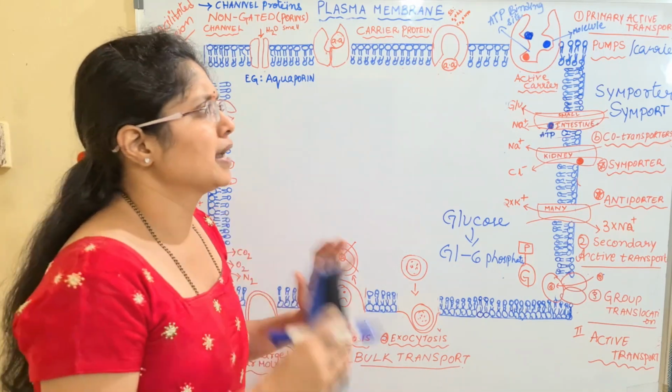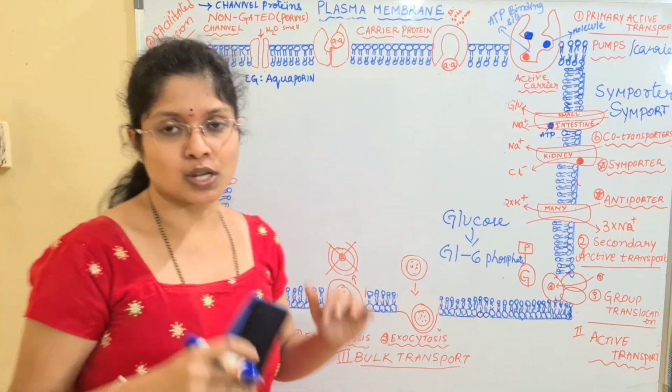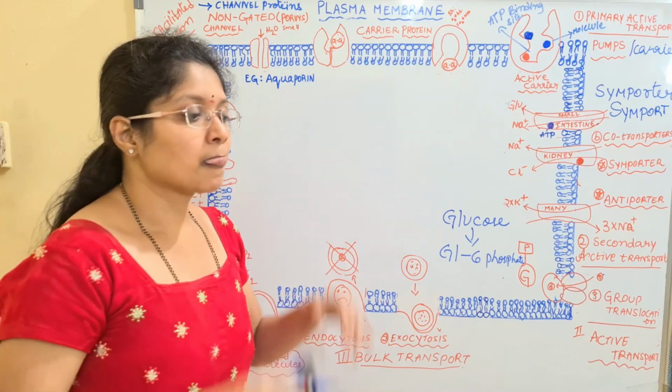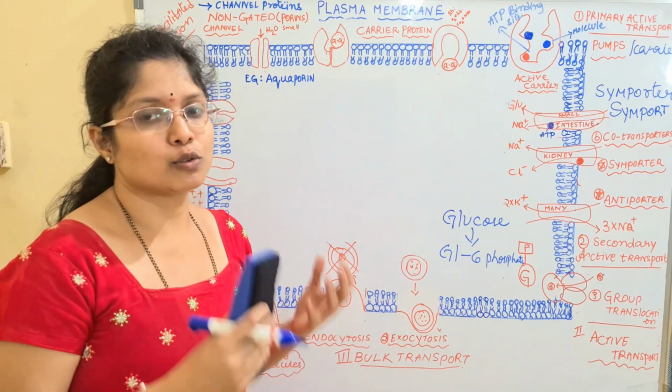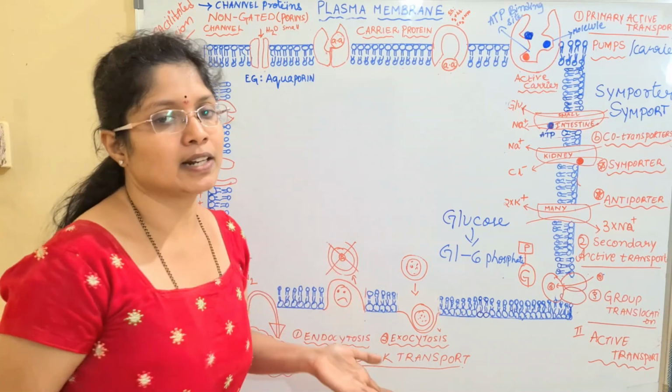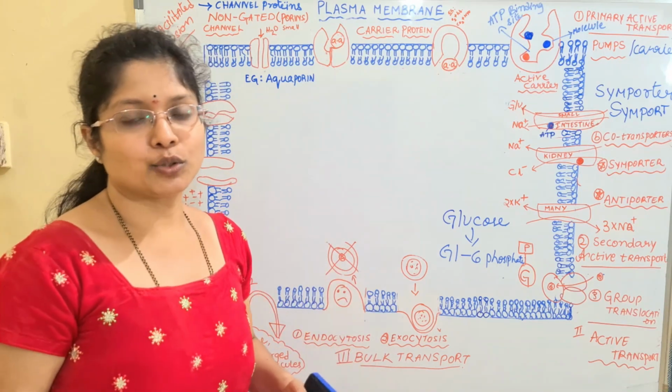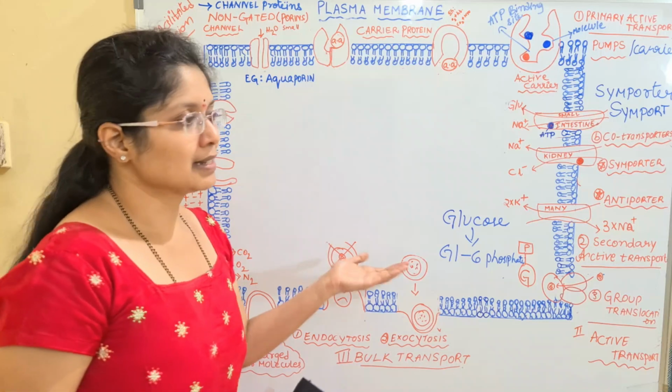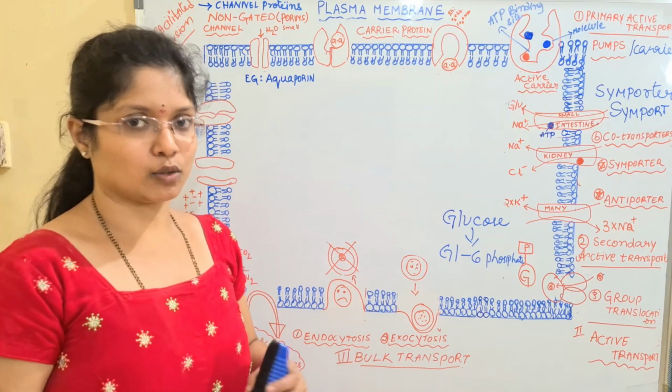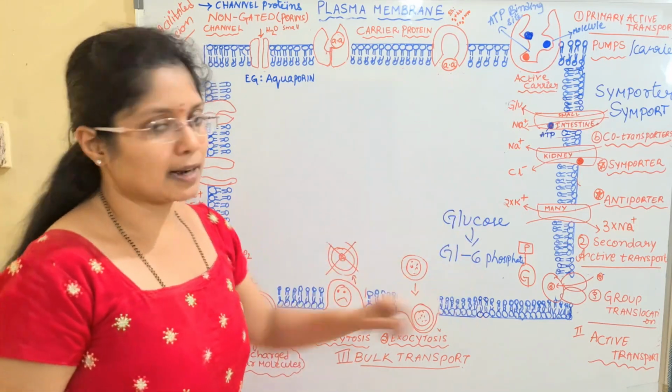Okay, so we have many channels for glucose. For entry of glucose into the cell, all the membranes have glucose channels. Passively, actively, in any way it can enter into the cell, and it will be utilized in various conditions. Okay, so this is regarding active transport.